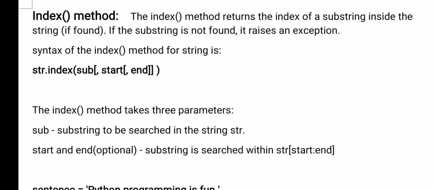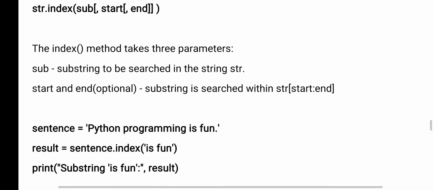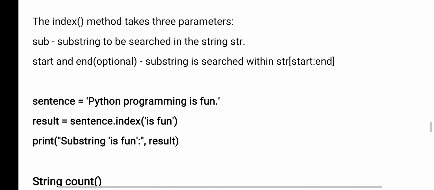Now this index method also takes three parameters: one is sub, comma, start and end. Start and end are optional. Here sub means whatever string you are searching, and starting and ending are optional. They indicate from where you want to search and where you want to end.